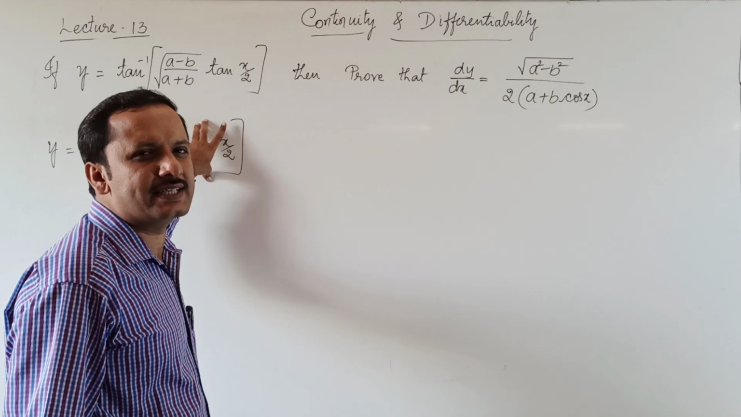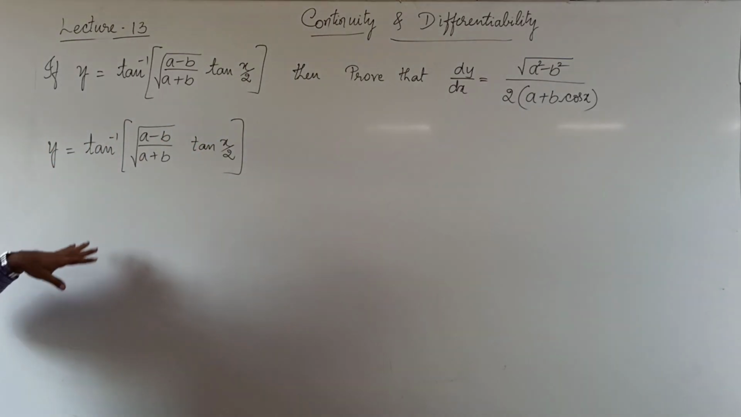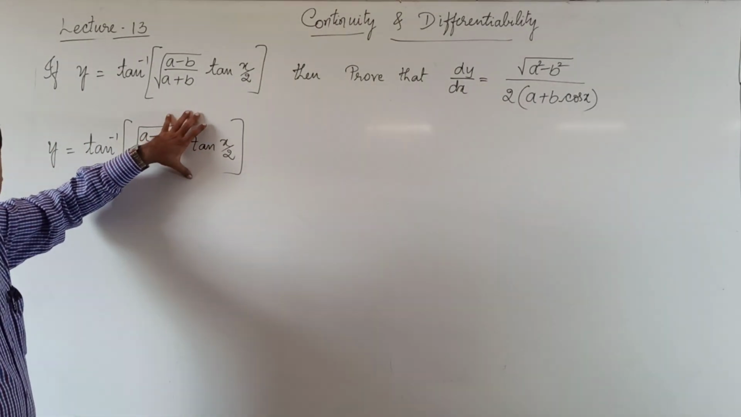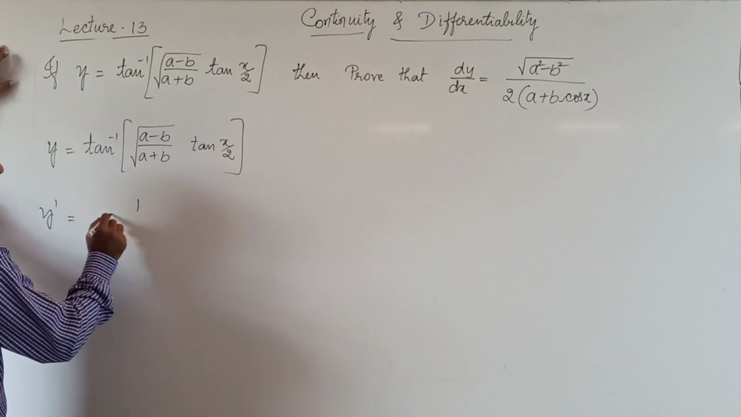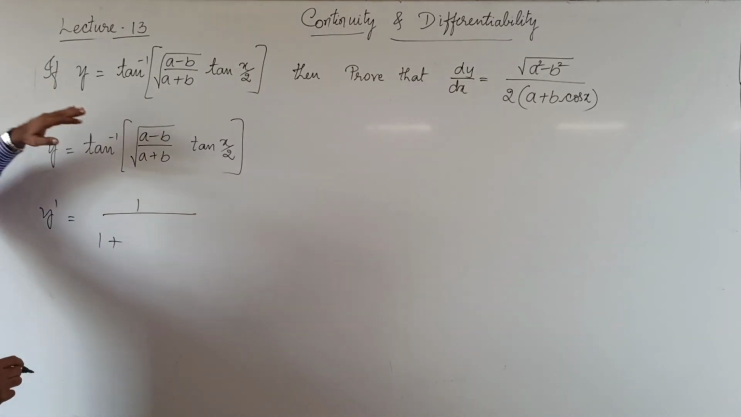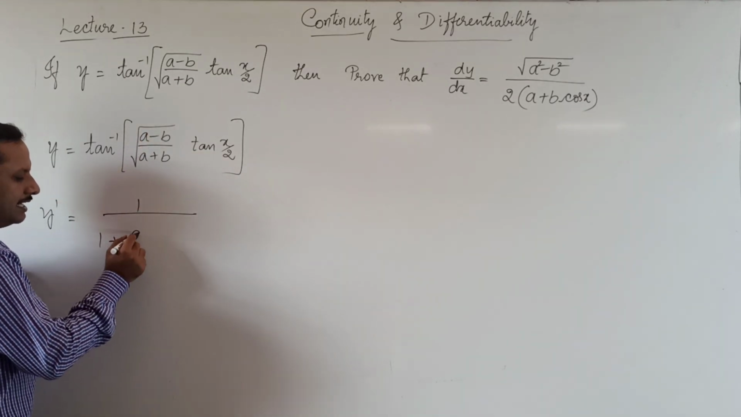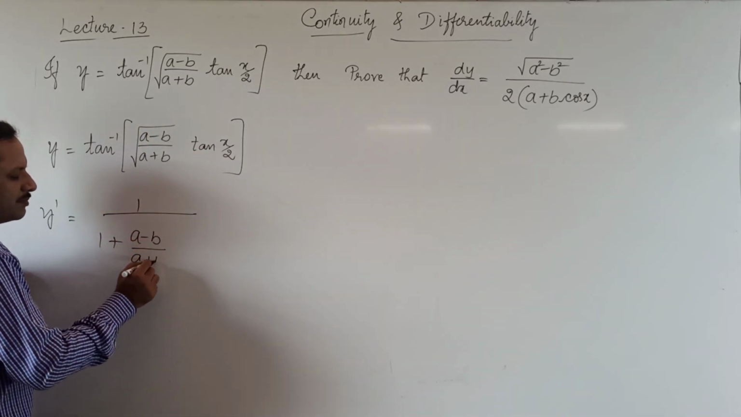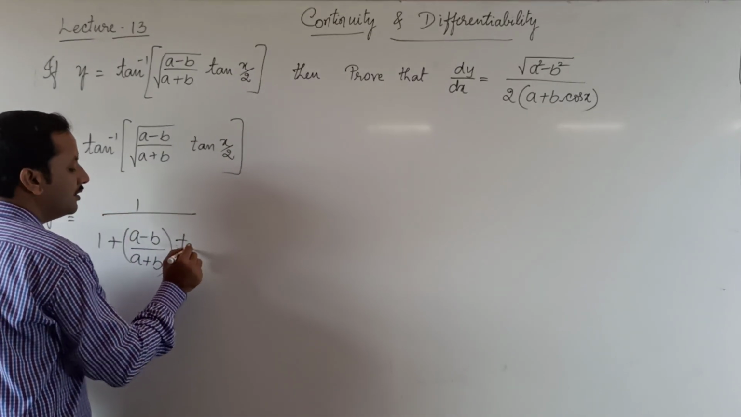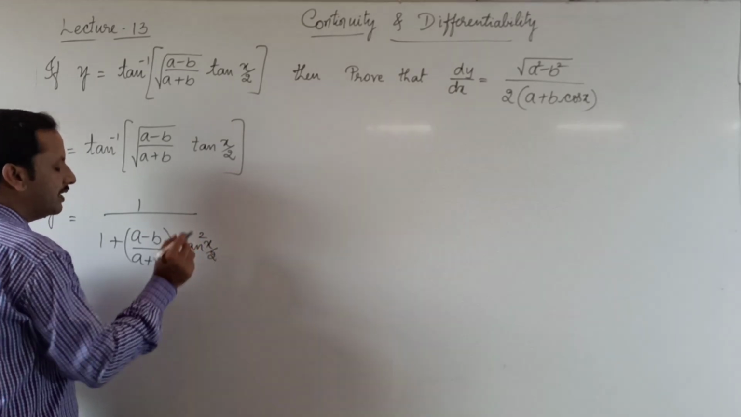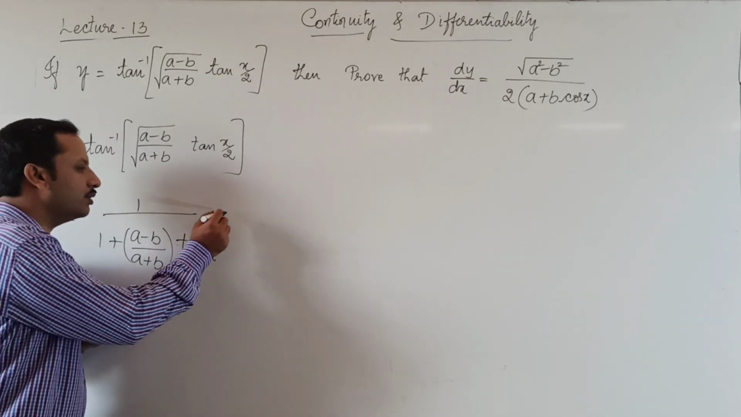Derivative of tan inverse x is 1 by 1 plus x square, that we know. So y dash is equal to 1 by 1 plus x square. Its square, here we have root a minus b by a plus b. Its square will be a minus b by a plus b into square of this, which is tan square x by 2. Okay, so we have 1 by 1 plus x square into what next?